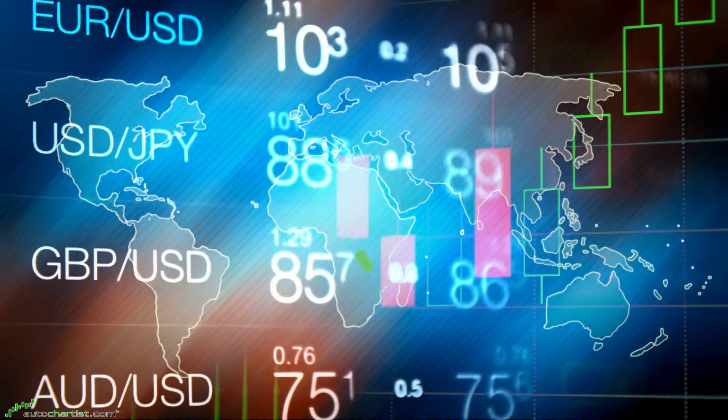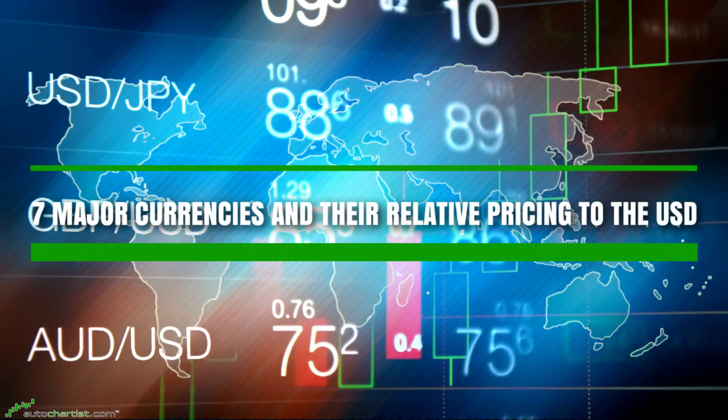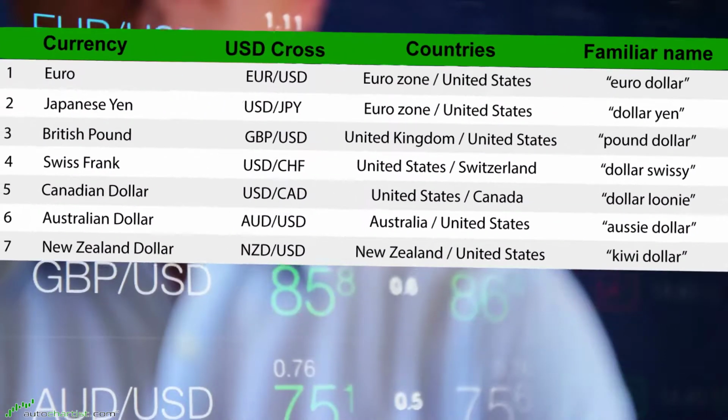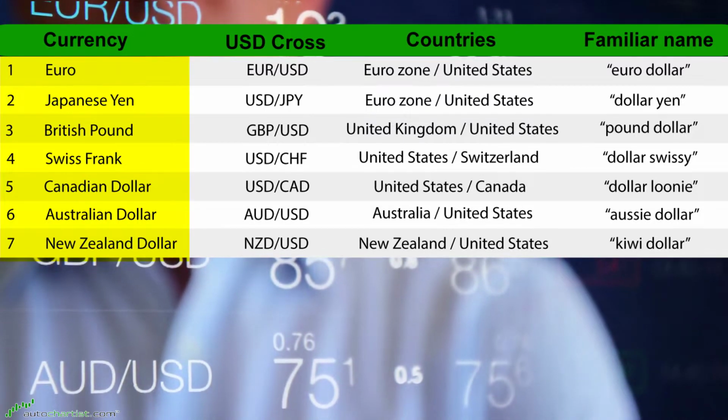Major currency pairs is a term for the leading currencies freely traded globally, and is made up of the 7 major currencies and their relative pricing to the USD. Major currency pairs are the most liquid and most commonly traded by forex day traders.